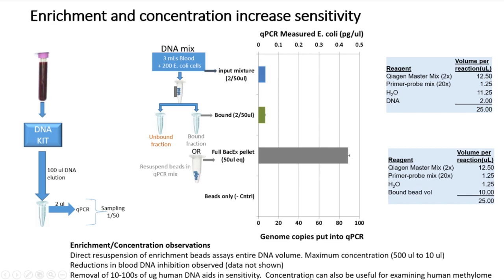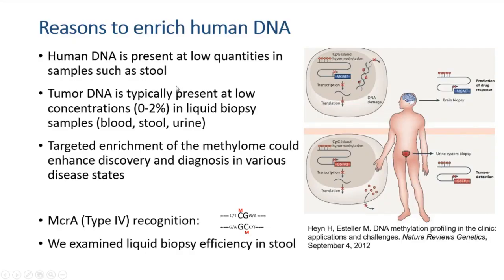The other thing that this becomes important for is whenever you're working with clinical samples, where concentration can be incredibly useful. And that's always an issue when you want to look at the human methylome. So why does one want to enrich human DNA, not just pathogen DNA? Human DNA is sometimes the minor component. It is sometimes present at low quantities in samples like stool. Tumor DNA is also typically present at low concentrations, often well below 1% in liquid biopsy samples. And targeted enrichment of the methylome is a great way to improve your diagnosis of different disease states and enhance discovery of different methylation-based diseases.